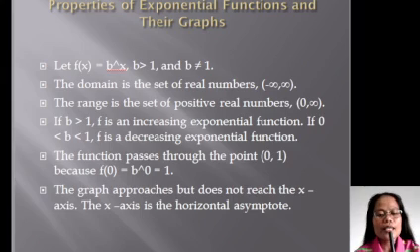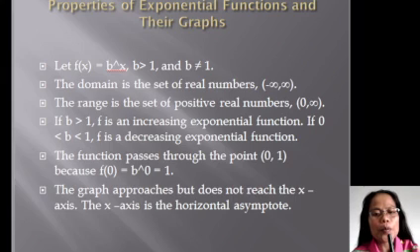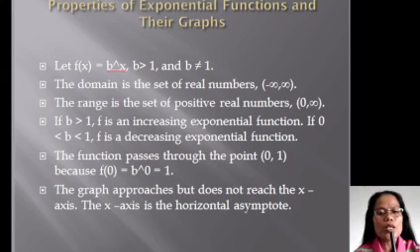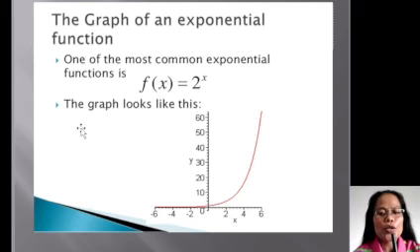The last is the graph approaches but does not reach the x-axis. The x-axis is the horizontal asymptote. So those are the properties of exponential functions and their graphs. We will go to the graph of an exponential function.